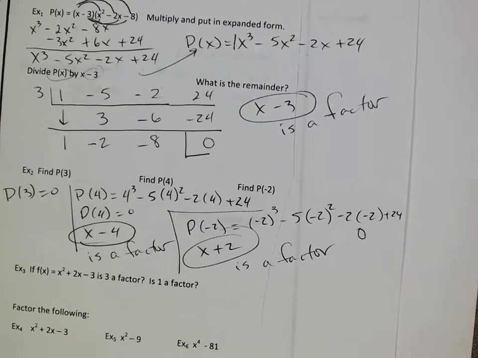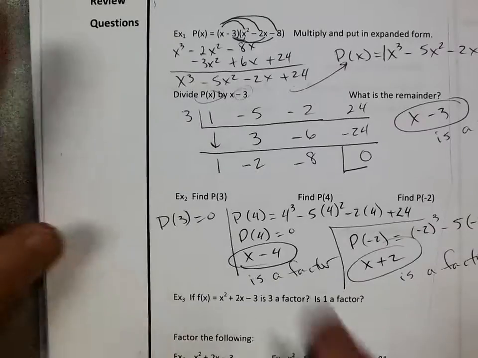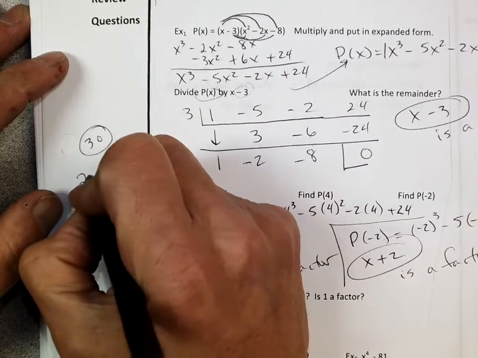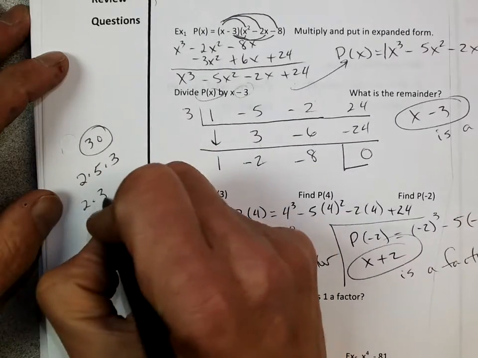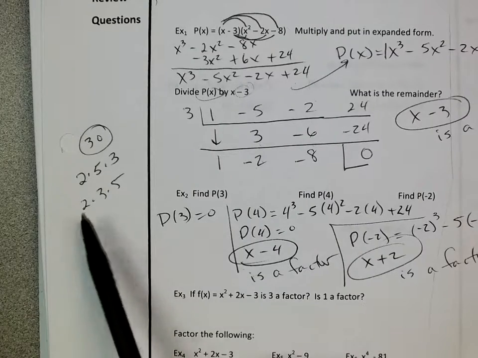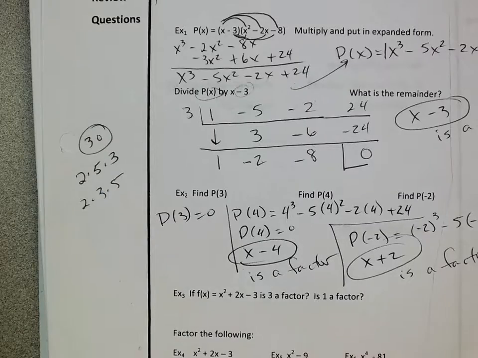So let me think about this. If I had a number like 30, just a little side work, its factors are 2 times 5 times 3, or in order 2 times 3 times 5, right? So if it's a factor, you can write it in factored form as 2 times 3 times 5, because that makes 30, right? You guys agree with that? Well, we can do the same thing.